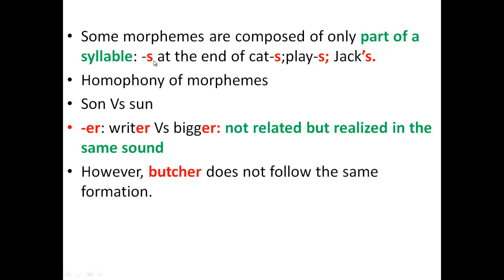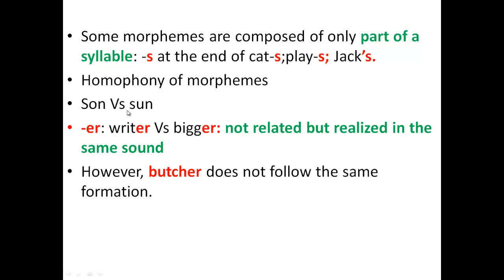For example, the s at the end of cats, plays, jacks. So here we can talk about the case of homophony of morphemes. Morphemes are being, if you like, pronounced in the same way. For example, cats and jacks, s. Okay, different morphemes but pronounced in the same way.